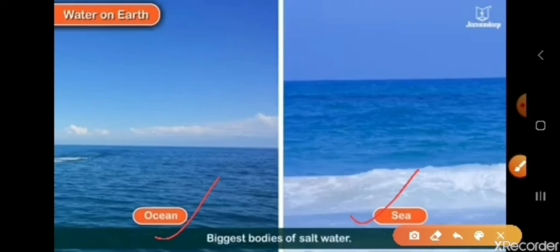Why children? Because the biggest part of that water is salty water. Children, salt water can't be used for drinking or for other household activities. That is why we have only limited water or fresh water bodies which can be used for drinking. So the fresh water bodies which are found on earth are very limited, and that is why we face scarcity of water, and we keep on saying save water, save water.